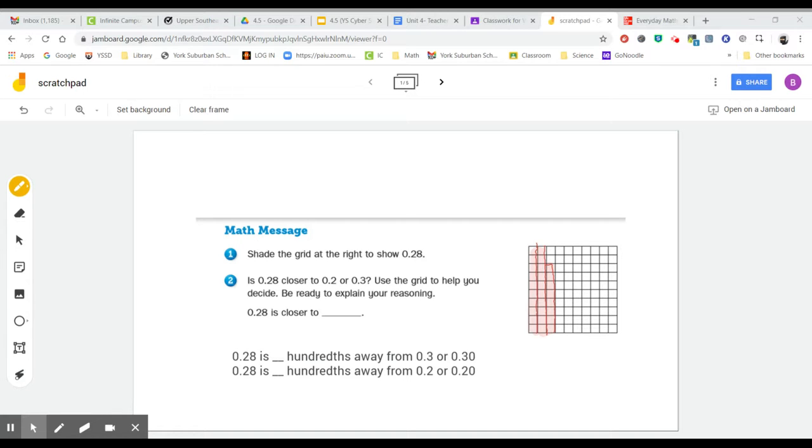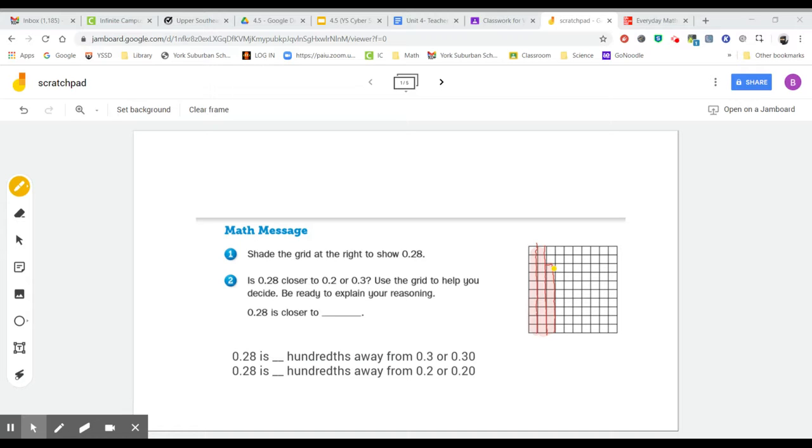So that's 28 hundredths. Now, the next step is to decide, is 28 hundredths closer to 2 tenths or 3 tenths? Use the grid to help you decide. Be ready to explain your reasoning. All right, let's take a look. 28 hundredths identified on the grid.